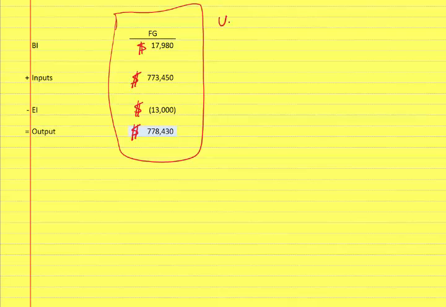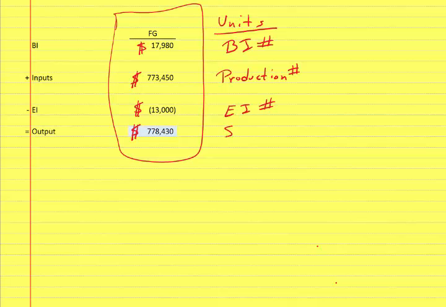finished goods. Now I want to take a look at the finished goods formula in terms of units. Number of units in beginning inventory, number of units manufactured or number of units produced, production in terms of units, ending inventory in terms of number of units in finished goods, and number of units sold, or just sales in terms of units.